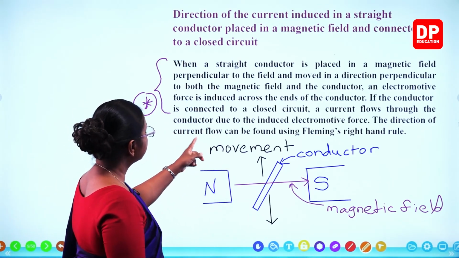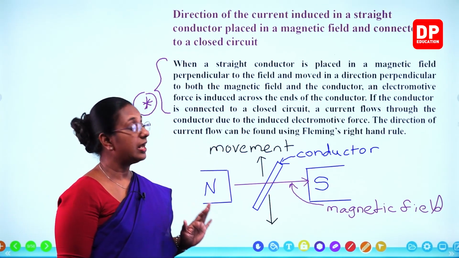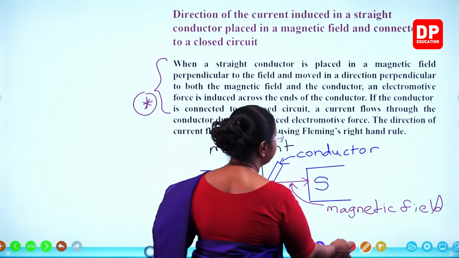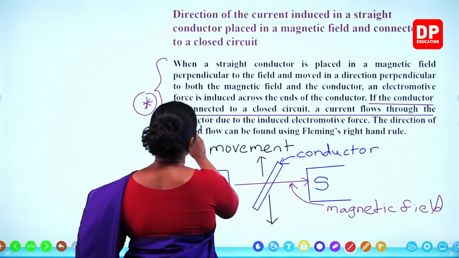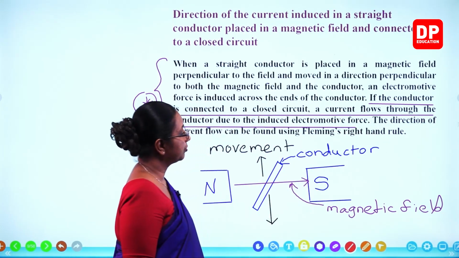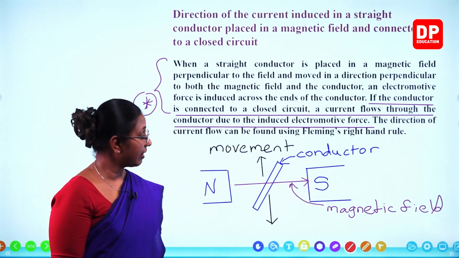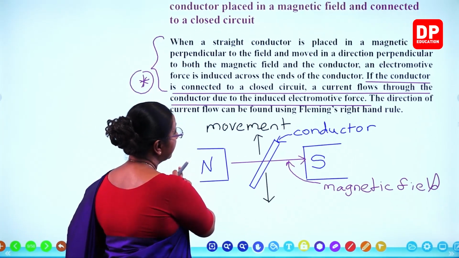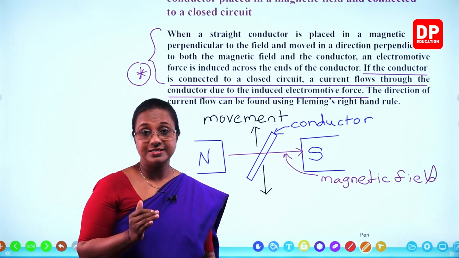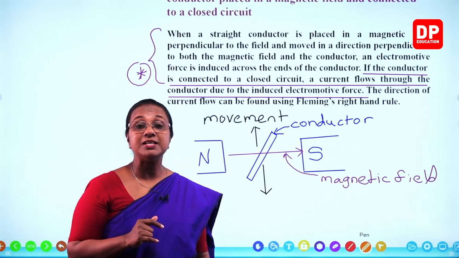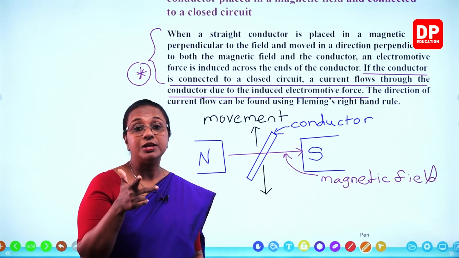If the conductor is connected to a closed circuit, a current flows through the conductor due to the induced electromotive force. So only if we connect the conductor to a closed circuit, there will be a current flow due to the induced electromotive force. The direction of current flow can be found using Fleming's right-hand rule. So like I have drawn here, I'll be discussing that again also. You need to use your right hand. You can remember we use Fleming's left-hand rule. How do we hold the fingers? They have to be perpendicular to each other.